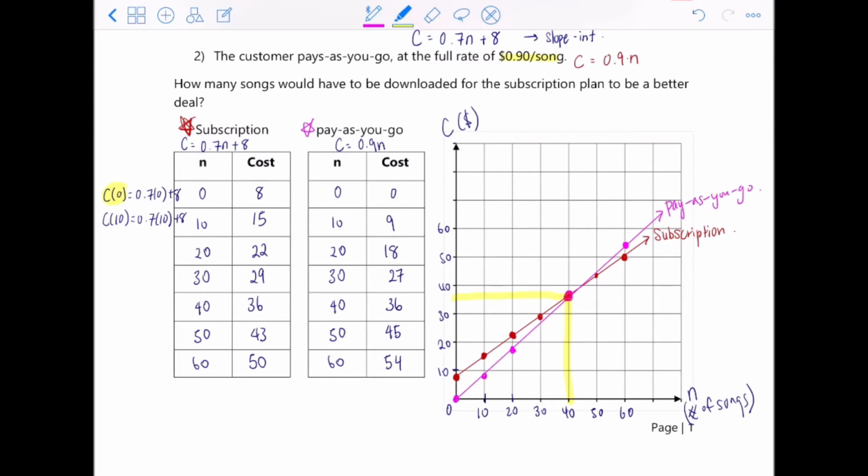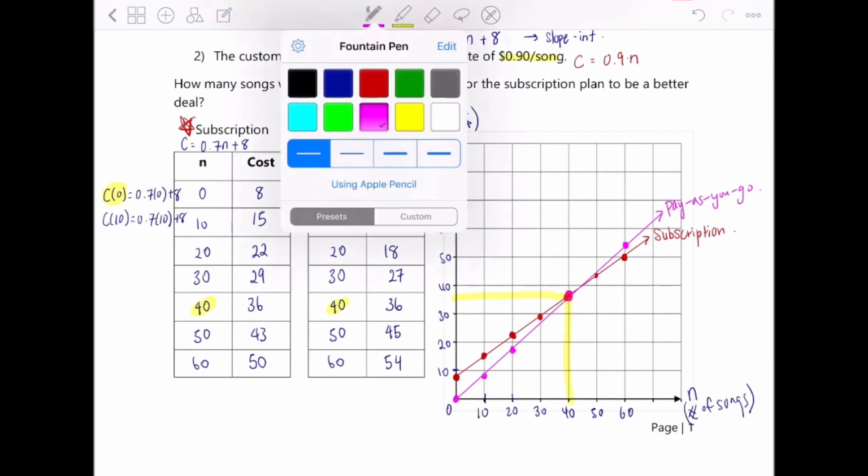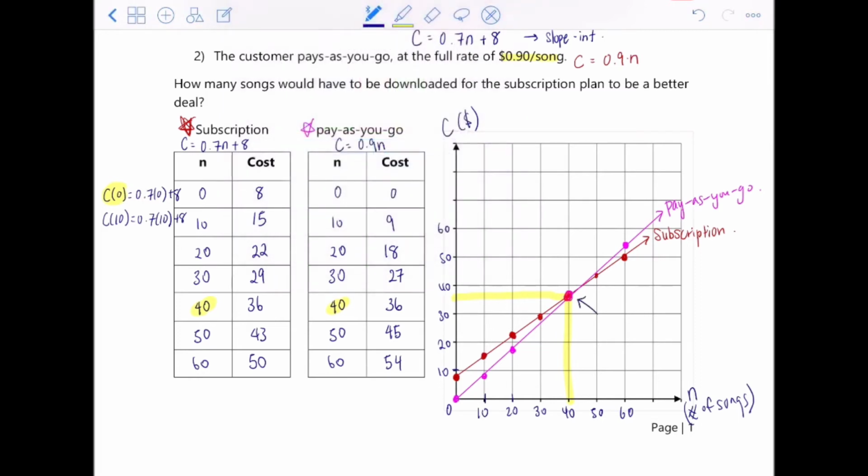Okay, so let's take a look at our chart. So it happens when n equals n. So it's 36. So this coordinate here, I'll use blue. So this coordinate, the intersection is 40 and 36. Notice that the subscription fee was higher in the beginning. And then after this point, after the 40th song, it's actually a better deal compared to pay-as-you-go.